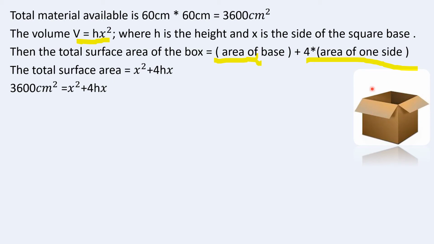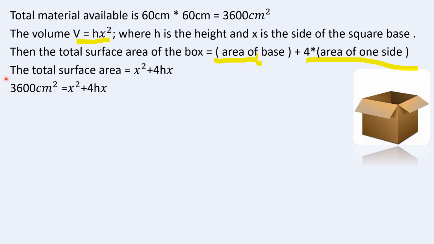So that is the total surface area of the box. That's the total material that we have, and that is equal to this. So we have 3,600, which is equal to this one. So we are going to just simplify and solve for h.